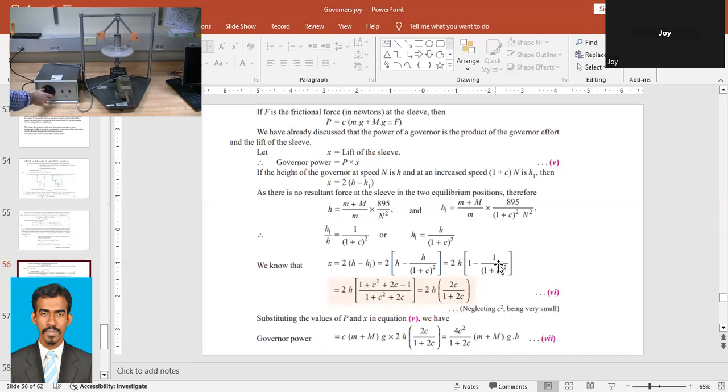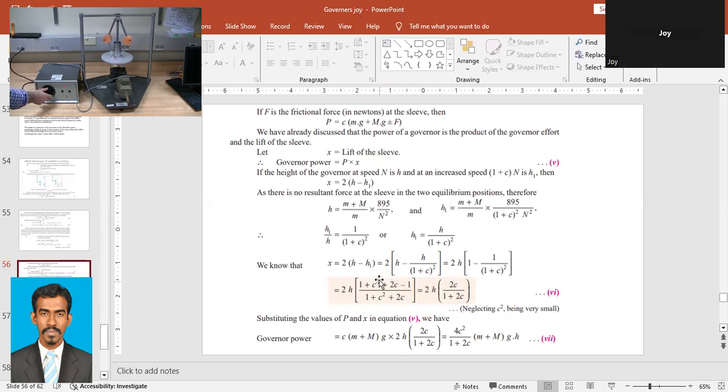2h into, I'll bring it here, so (1 plus c) whole square minus 1 upon (1 plus c) whole square. When you open this bracket, (1 plus c) squared is 1 plus c squared plus 2c, minus 1 upon, I'll open the bracket, 1 plus c squared plus 2c. So we'll take this here, multiply with 1 minus 1 upon (1 plus c) whole square. So 2h into this, plus 1, this minus 1 will be cancelled out.